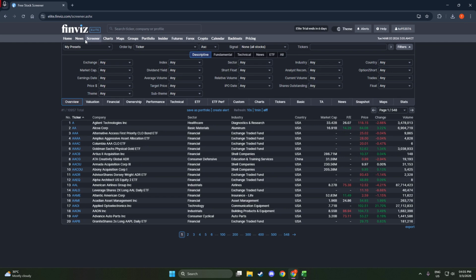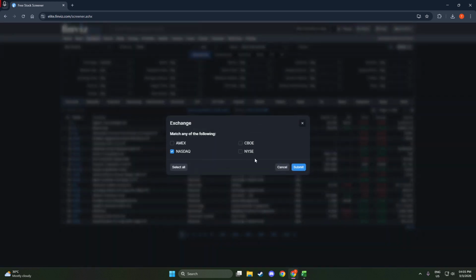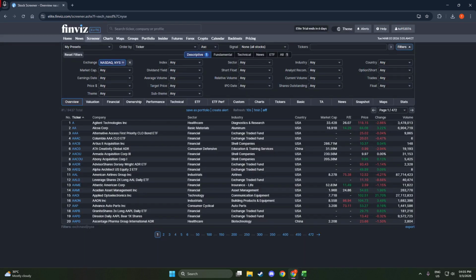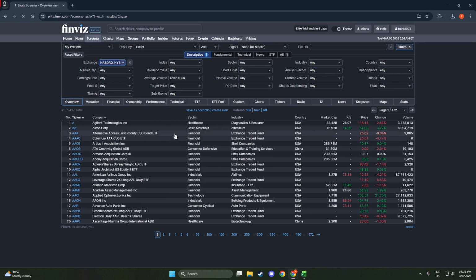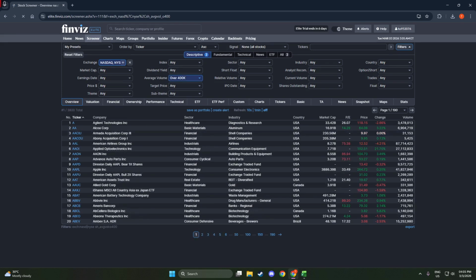Start on the Descriptive tab. Under Exchange, choose NASDAQ and NYSE. These are the primary U.S. exchanges with the best liquidity and tighter spreads, which helps with faster entries and exits. Next, set average volume to greater than 400K. This ensures there's enough daily activity so your orders are more likely to fill without excessive slippage.